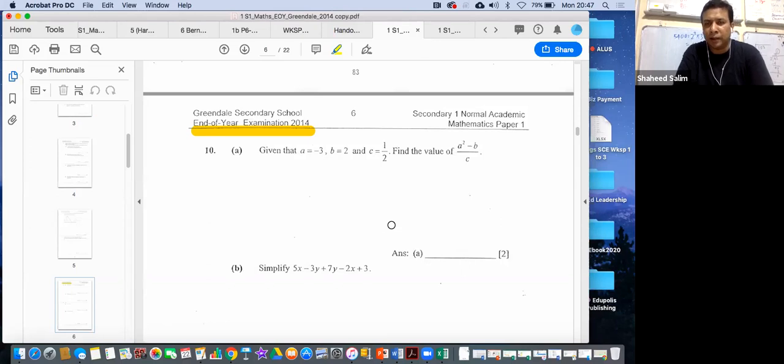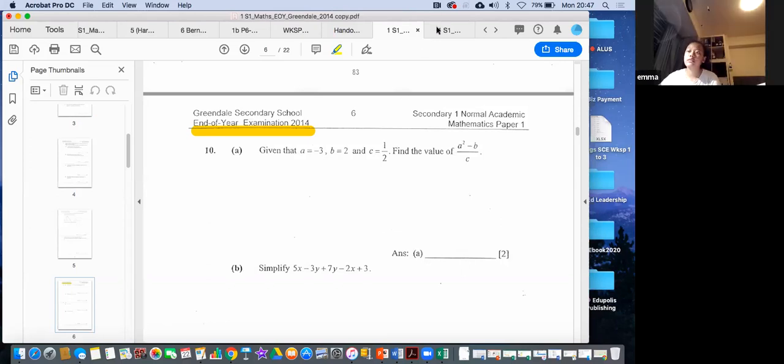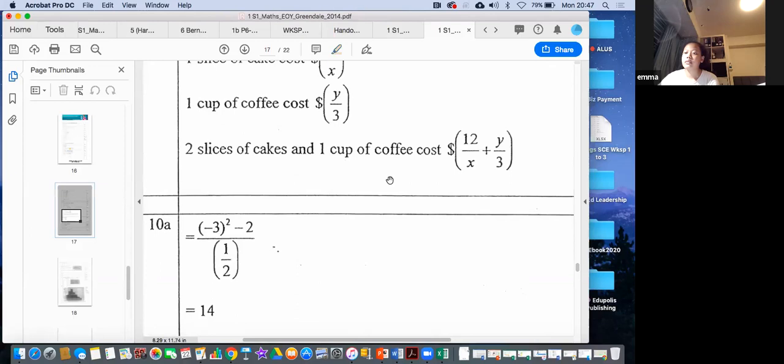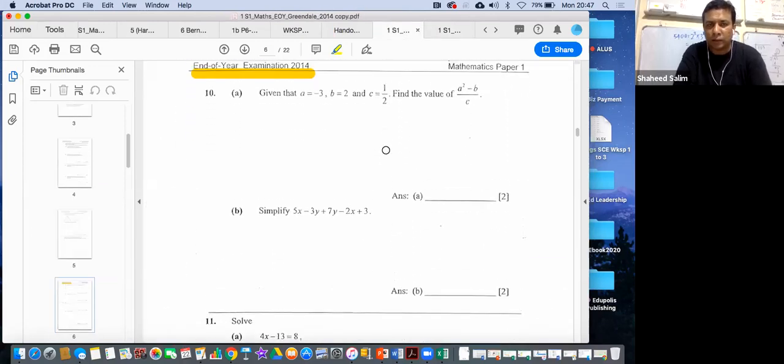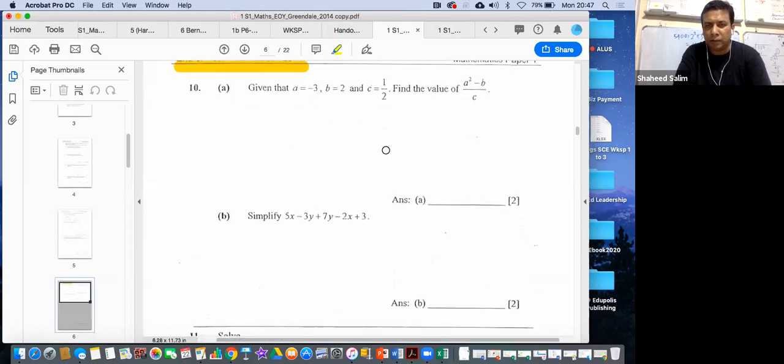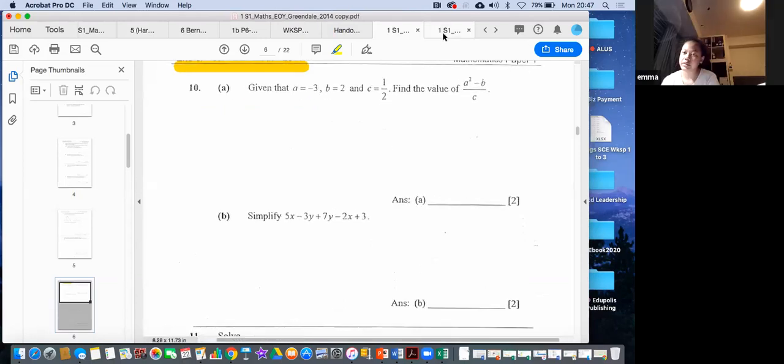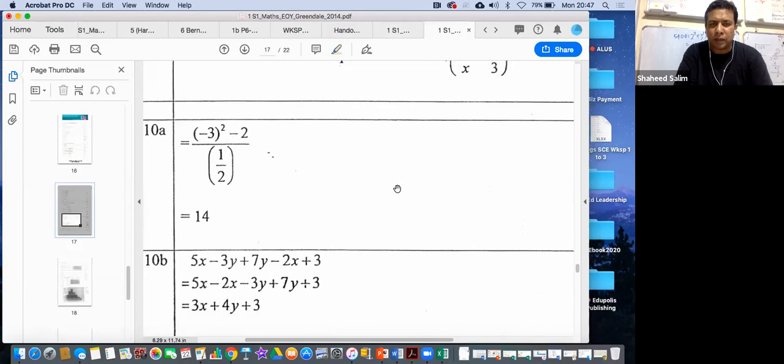Okay, what's your answer for question 10A? 14. Wow, okay. What's the answer for 10B? 3x minus 10y plus 3. Wow, this one is 3x plus 4y.